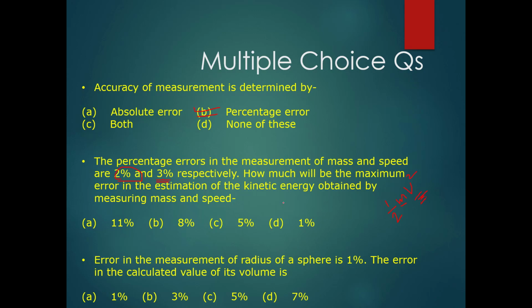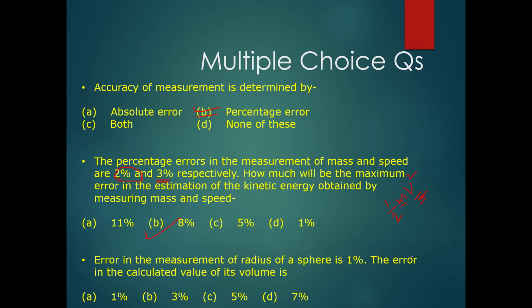Are you getting my point? It is square of the velocity. So the velocity exponent is here 2. It will be multiplied by 2. So 2 multiplied by 3, that is your 6. And plus 2, errors are added. Remember that errors are always added. So error in the measurement of mass is 2%, and error in the measurement of speed is 3%. So in terms of kinetic energy, in terms of v square, this 3% becomes 6%. So 6% added with 2% will give you a result of 8%.